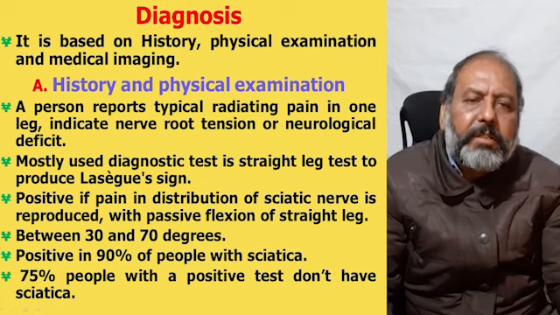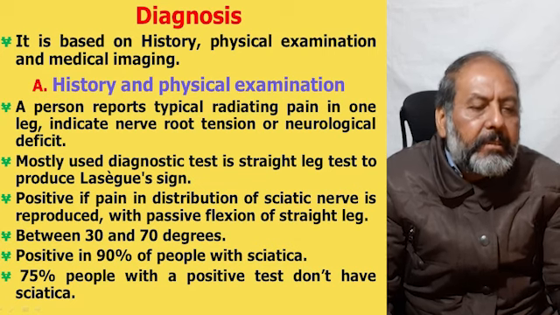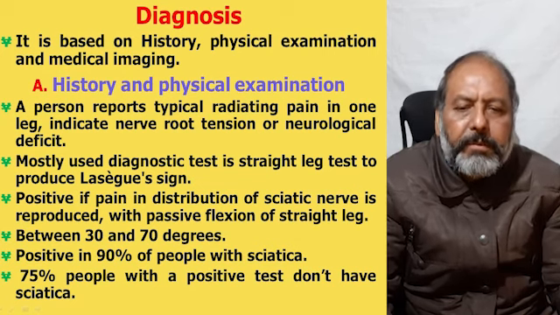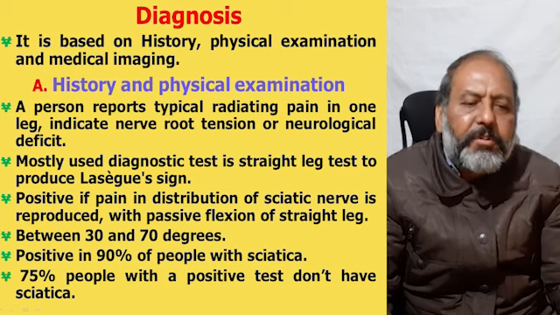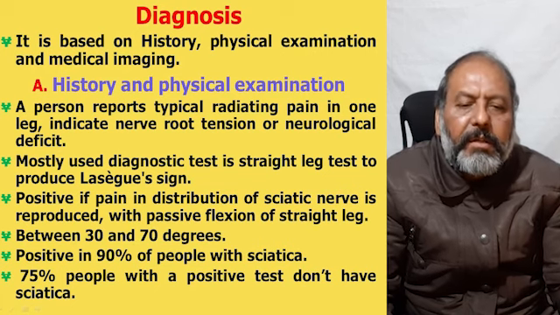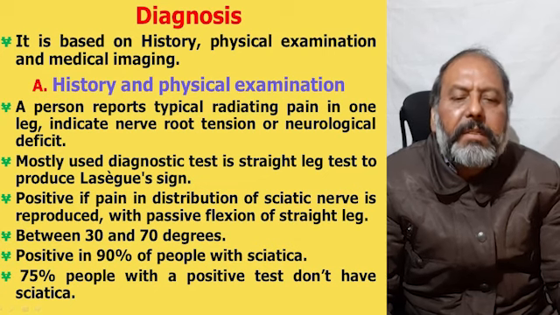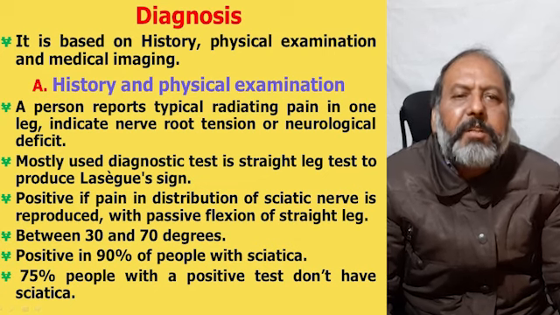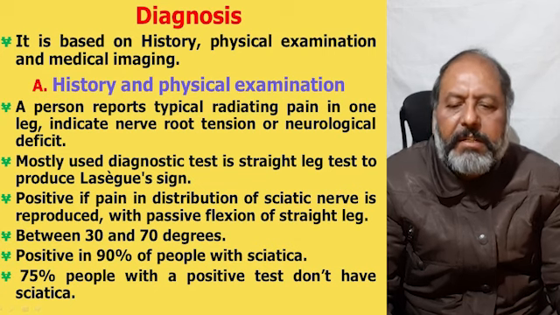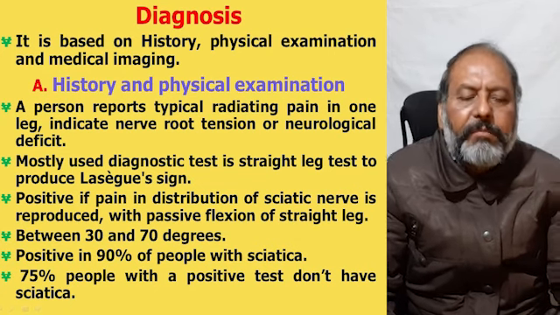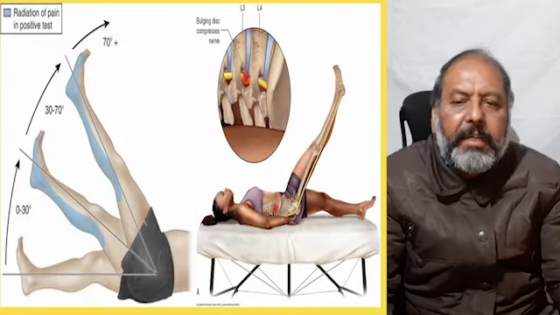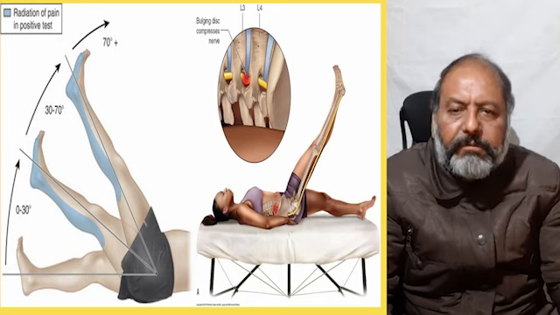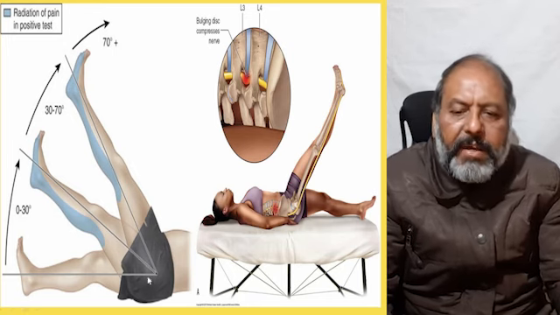The most used diagnostic test is the straight leg raising test to produce Lasègue's sign. It is positive if pain in the distribution of the sciatic nerve is produced with passive flexion of the straight leg between the angle of 30 to 70 degrees. It is positive in 70% of the people with sciatica, and 70% of people with a positive test sometimes do not have sciatica.